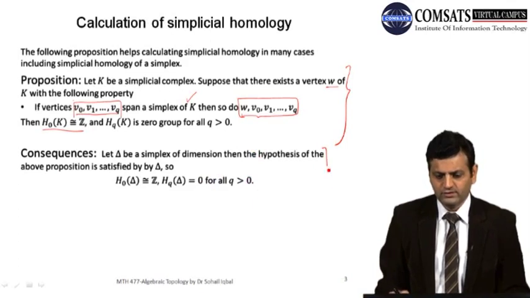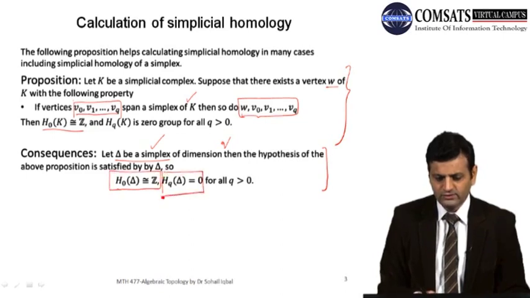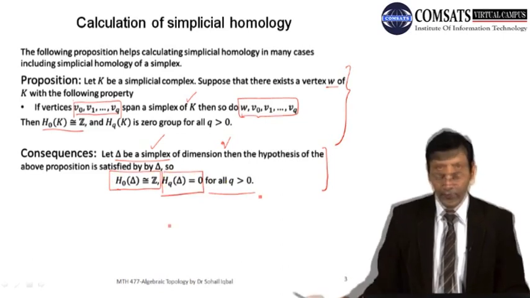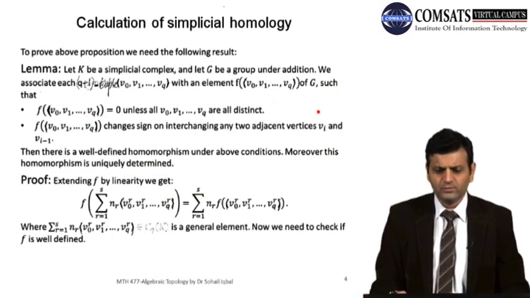As an important consequence of this proposition we have this result: if we have a simplex delta, let's say of dimension Q, then H naught of delta is isomorphic to Z and HQ of delta is equal to 0 for all Q greater than 0. Before proving this proposition we need the following lemma.